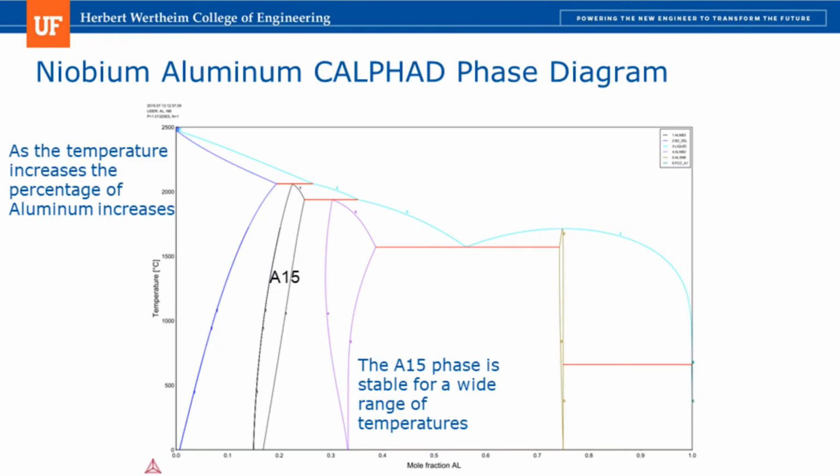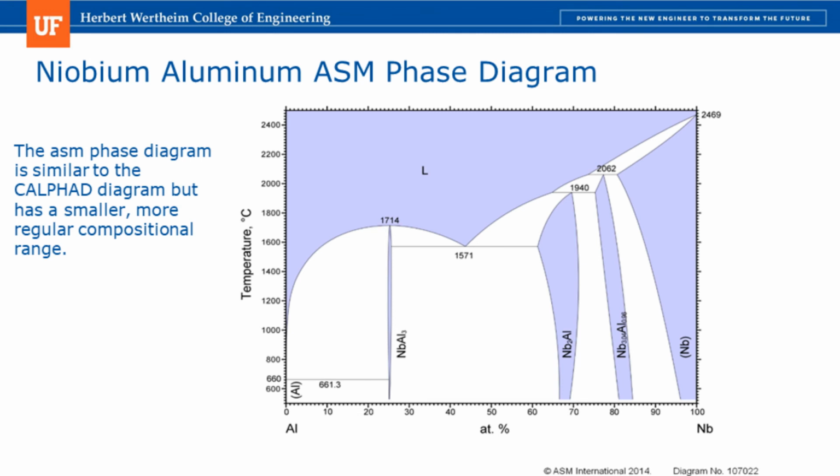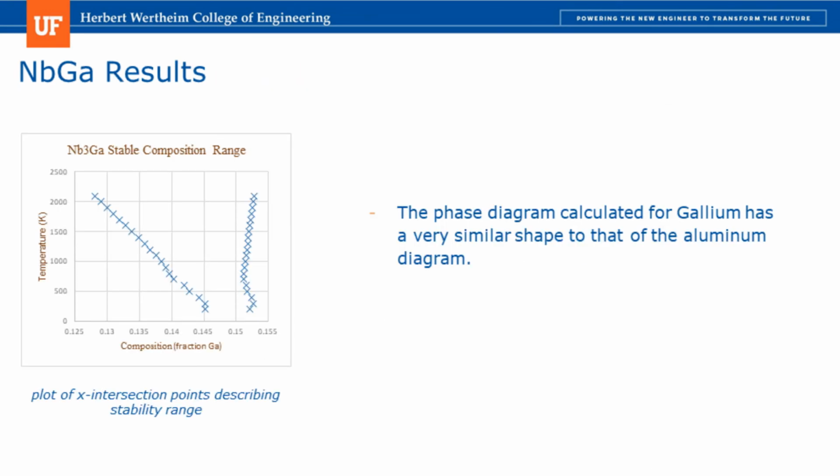Furthermore, CALPHAD calculations on the niobium-aluminum system displayed that the A15 phase was not stable at stoichiometric compositions up to 2000 degrees Celsius. This was supported by experimental results in which the A15 phase failed to form at stoichiometric compositions. As the temperature increased, the solubility of aluminum increased by 10% at 2000 degrees Celsius. Similar relationships are shown in the ASM phase diagrams. Gallium and aluminum showed comparable trends in solubility in the computational results.